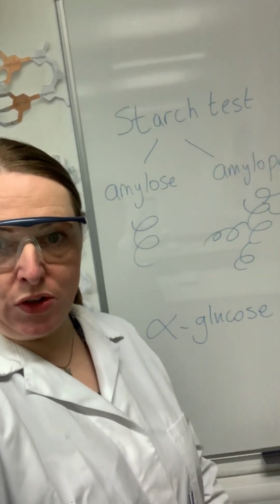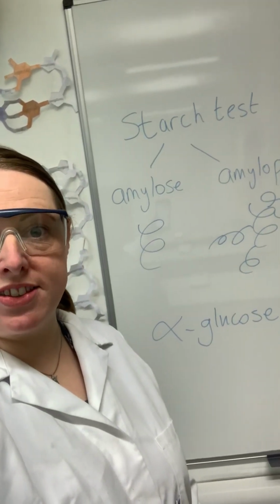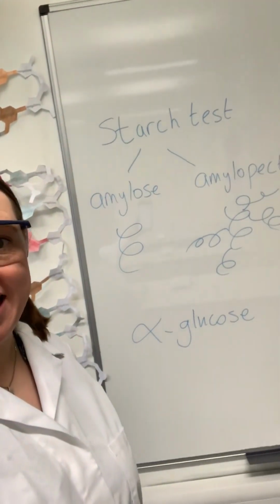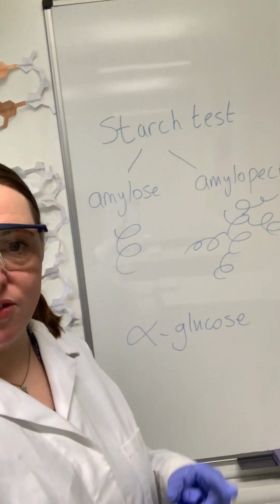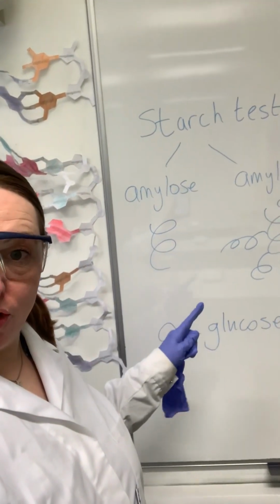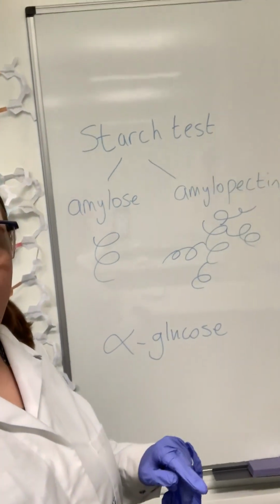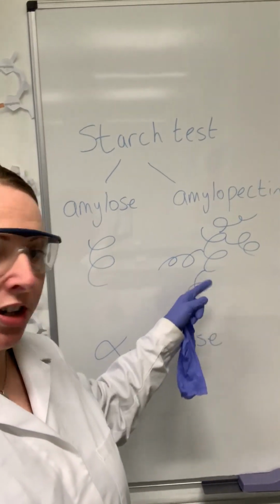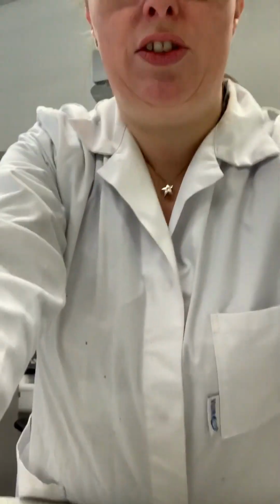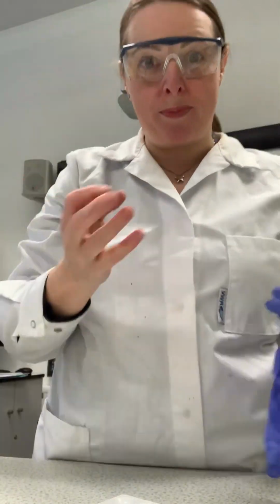So one of the food tests we can do is to test for the presence of starch. Now remember that starch is made from alpha glucose molecules. It's a polymer, and it's got two different polymers in it. We've got amylose, which becomes a helical structure with no branches, and amylopectin, which is helical but has branches, so has lots more endings. And remember that starch is used for energy storage in plant cells.